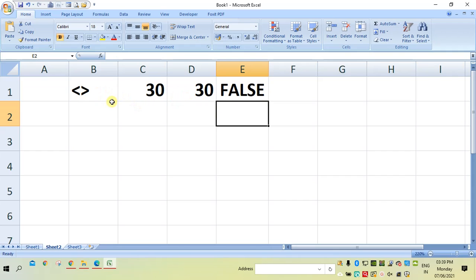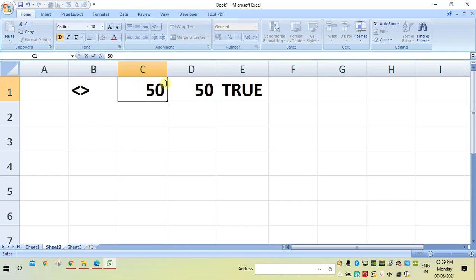Suppose I make it 50 and say 30 is not equal to 50, yes, true it is. 30 is not equal to 50. Suppose I make it 50, 50 is not equal to 50, no, it's a false. Therefore you will get a false here.